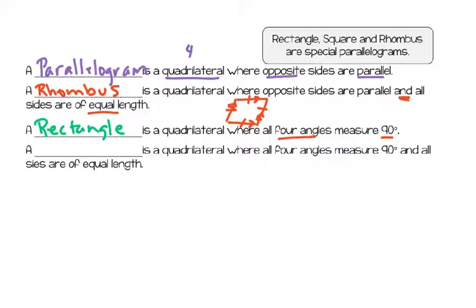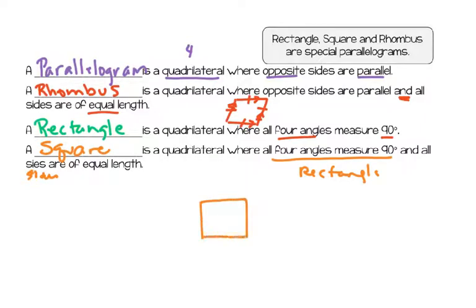So the next one, a blank is a quadrilateral where all 4 angles measure 90 degrees. So we already know it's a rectangle, but also all sides are of equal length. I should say sides. And that's going to be a square. So a square is actually the most special quadrilateral because it has every characteristic of a parallelogram, every characteristic of a rhombus, every characteristic of a rectangle. And so it makes it very unique and very special. So a square is a very special quadrilateral.